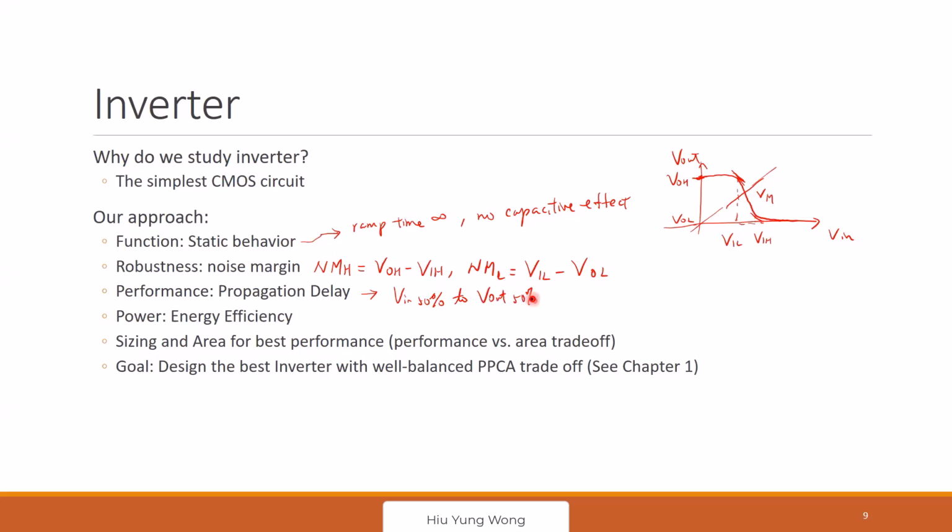And we also will learn about the energy efficiency, right? And then the sizing, sizing and area, right? So the goal is that we want to have the inverter that has the best PPAC trade-off, right? Always keep this in your mind. Any questions?